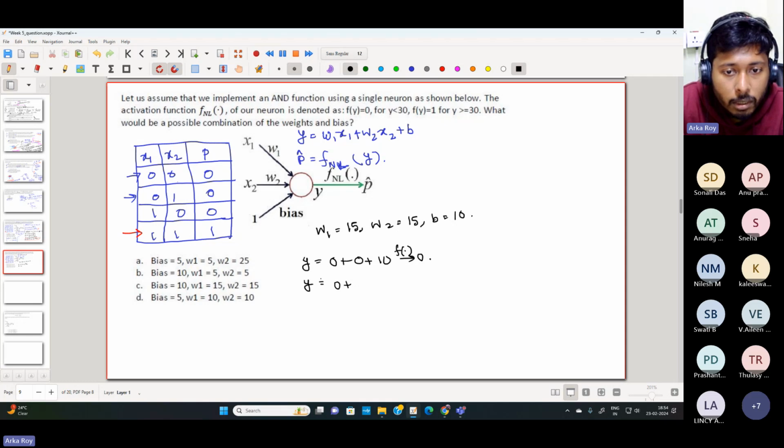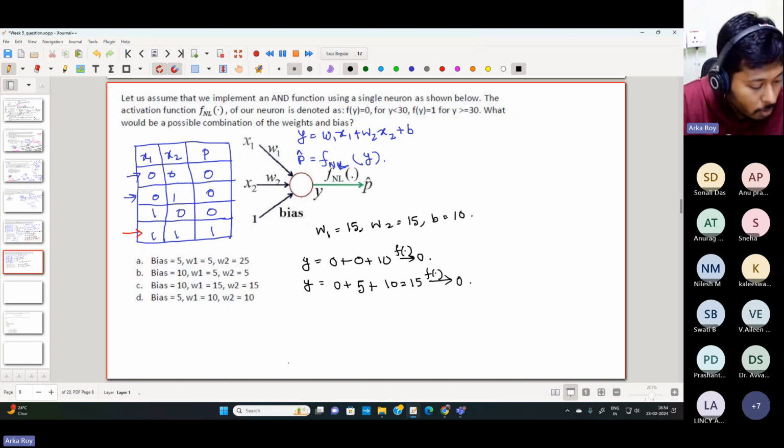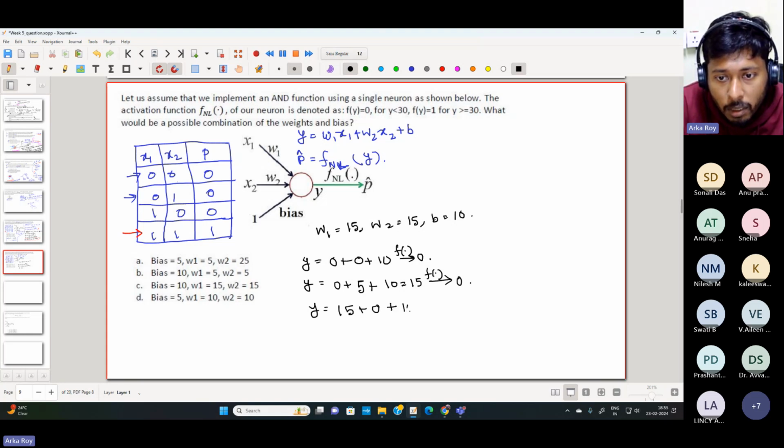So it will be 0. Then for weight 2, it will be 5, and then bias. So again 15. F of the nonlinear function will give you 0. Then for the third case, that means the 1, 0 condition, you will get 15 plus 0 plus 10, which is 25. And again, if you apply the nonlinear function, then you will get 0 over here.